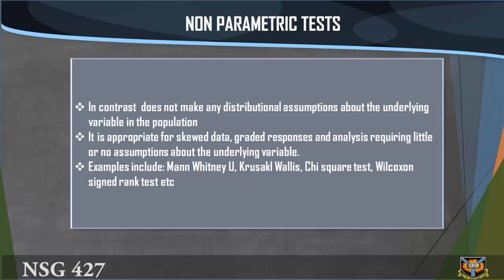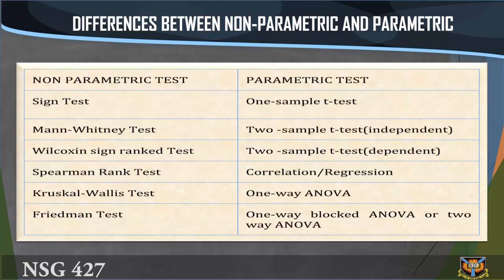Non-parametric tests, in contrast, do not make any distributional assumption about the underlying variable in the population and are appropriate for skewed data, graded responses, and analysis requiring little or no assumptions about the underlying variable. Examples include Mann-Whitney U, Kruskal-Wallis, chi-square test, Wilcoxon signed rank test, etc.